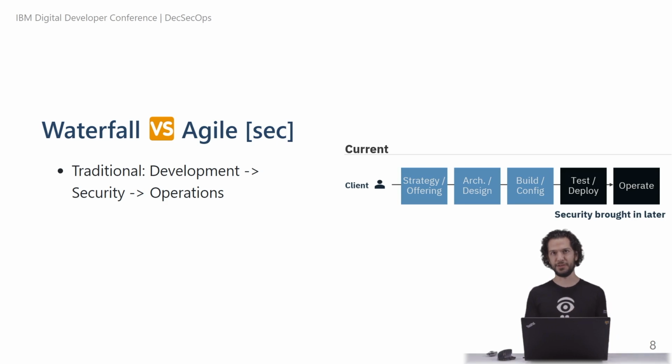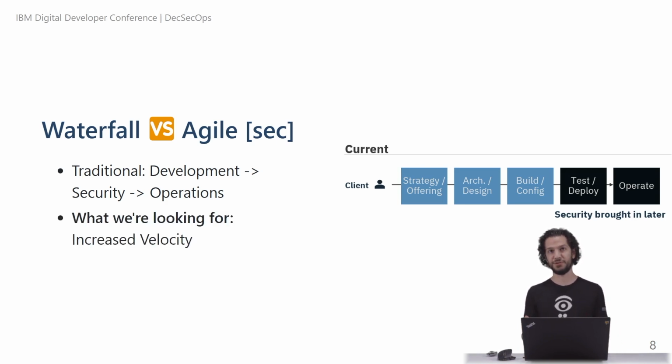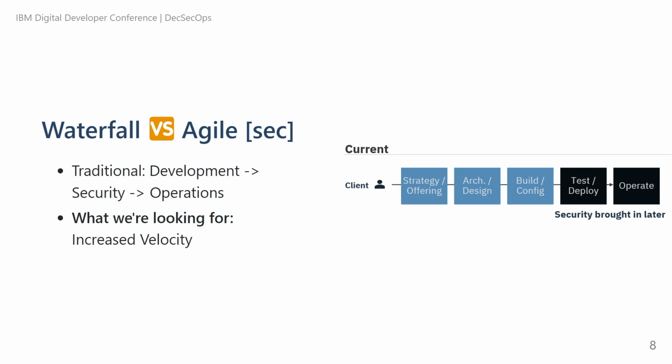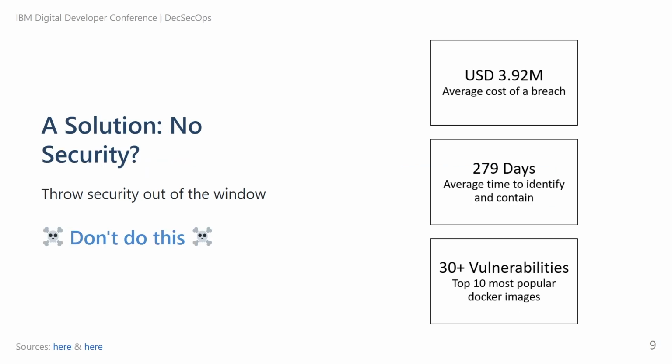Now, if you're deploying 100 times a day, you don't have time for this, right? What are we going to do with the security? So the problem we're facing is we need to increase the velocity. We need to get this done faster. Now, to do this, the easiest solution would be to just not have security. Toss it out the window, right? Who needs security? But in reality, you shouldn't do that.